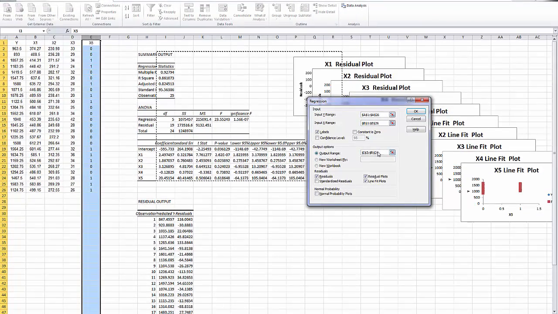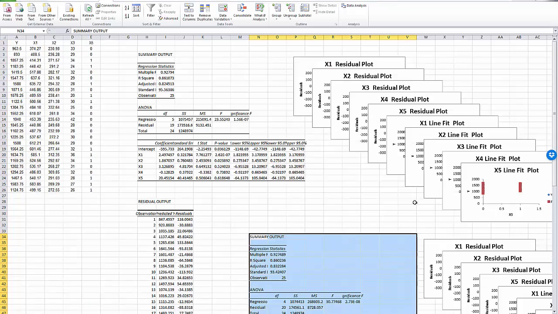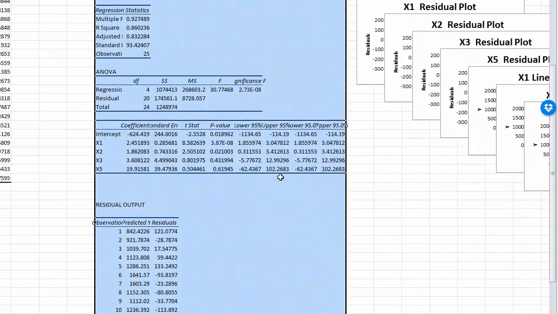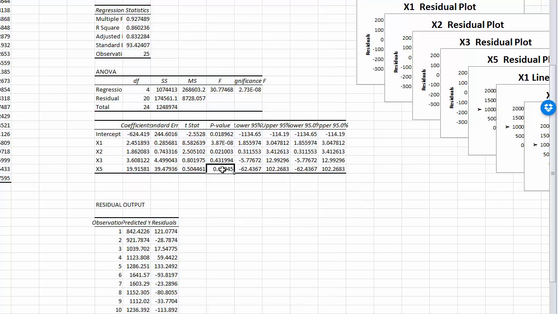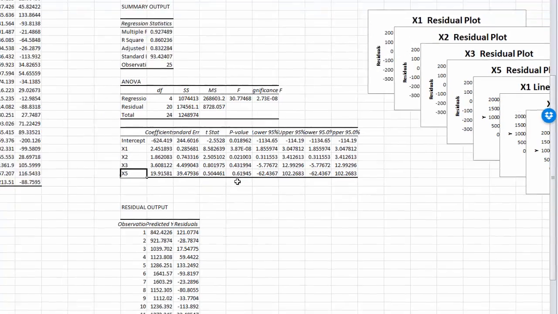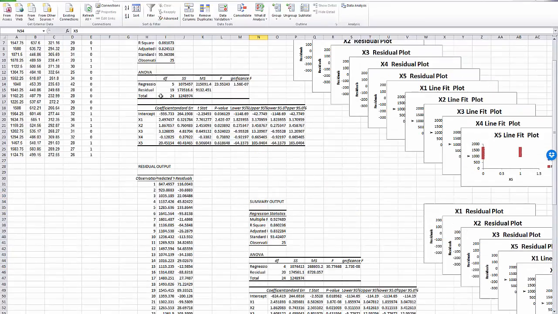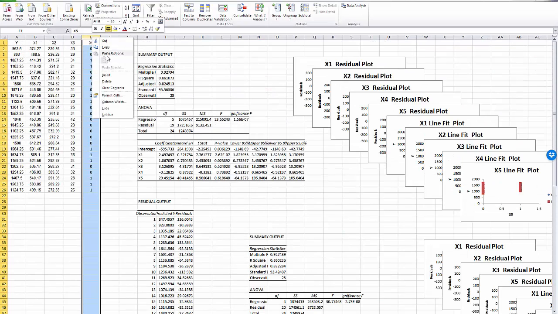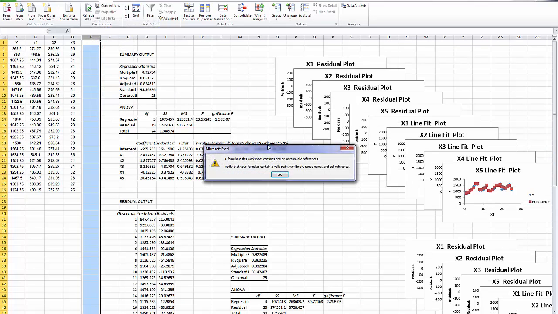The output should be assigned to a different place, not to write over the previous one, and I run it again. One more time, I look at the p-value. Are there values that are above 0.05? Yes, x5 has a p-value of 0.61. This is the largest of all. Therefore, I will run my regression again without x5. So I remove x5 from the regression.